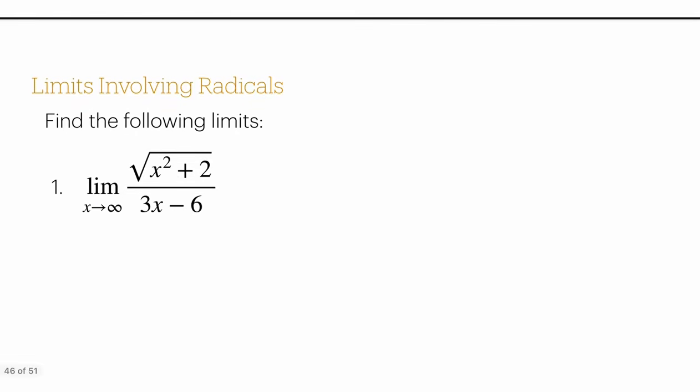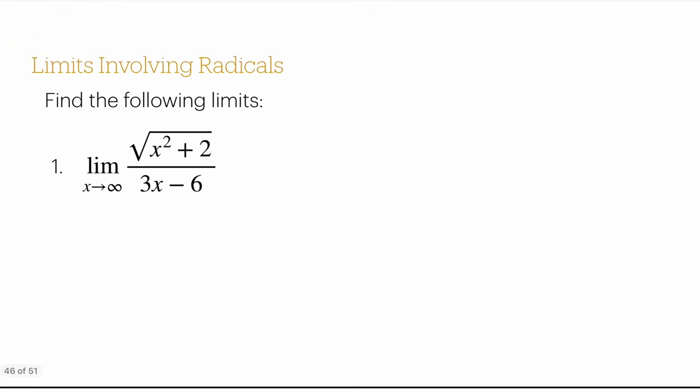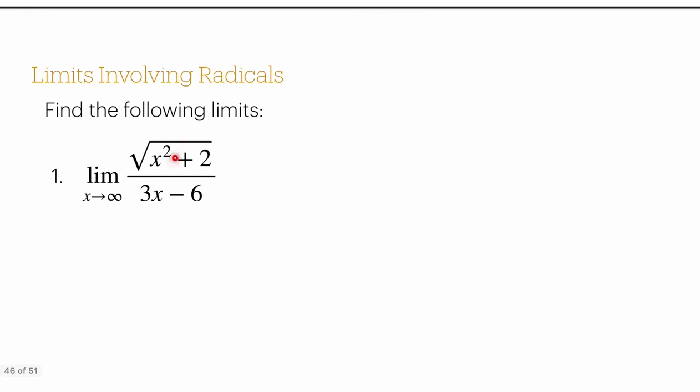So for example, we are finding the limit of the square root of x squared plus 2 over 3x minus 6. So this is still a fraction, and we can see here that the degree of the polynomial in the numerator and denominator are equal. Why? The degree in the denominator here is 1. This is x squared right here, but we are extracting the square root, meaning the square root of x squared is equal to x, right?